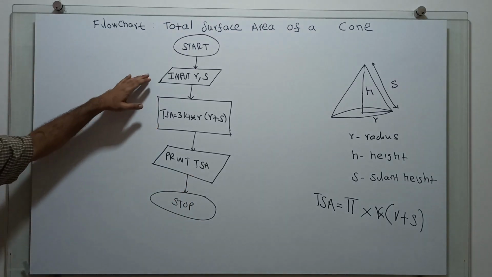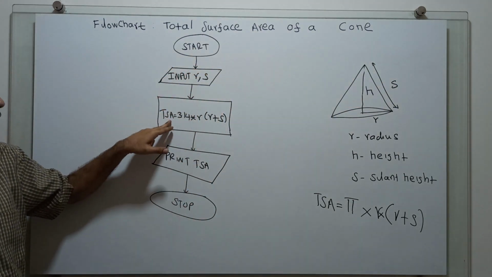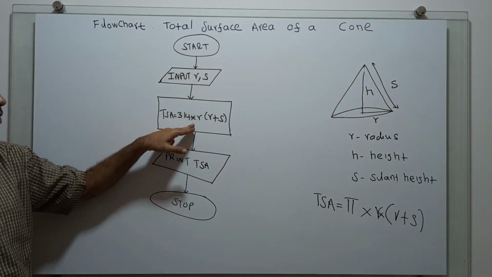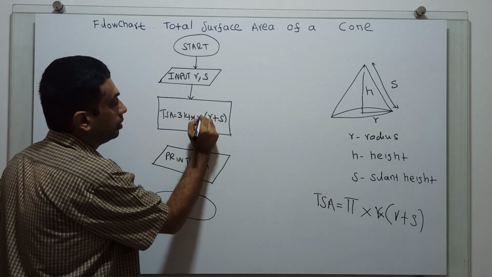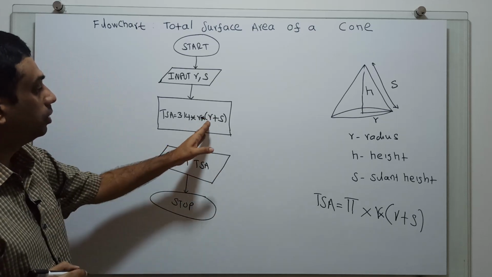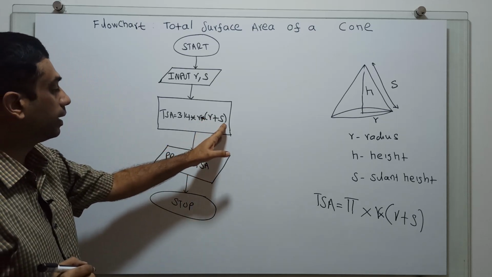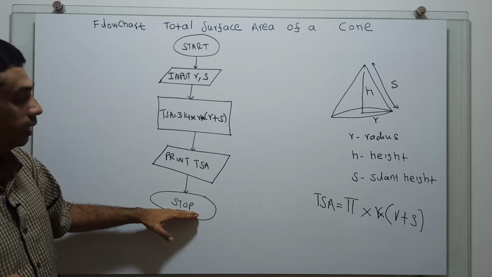So, I am accepting input radius and slant height, and total surface area equal to 3.14 into the radius into radius plus slant height. Then I am printing the total surface area. This is the end of the flowchart.